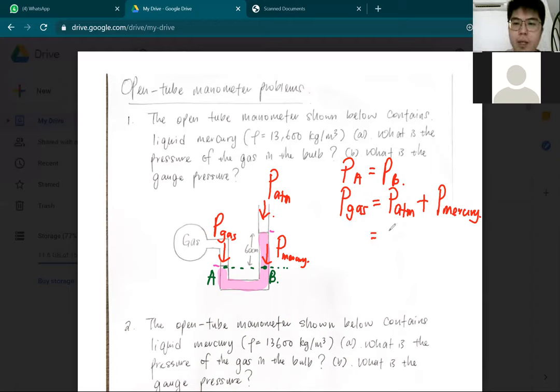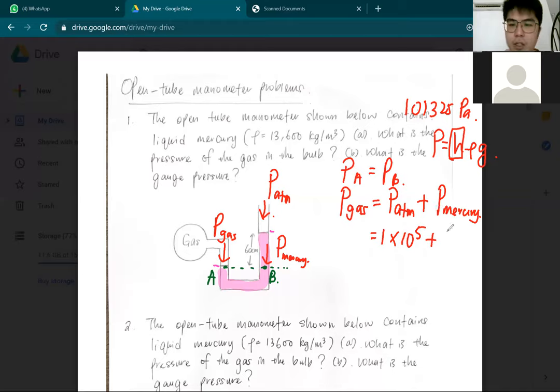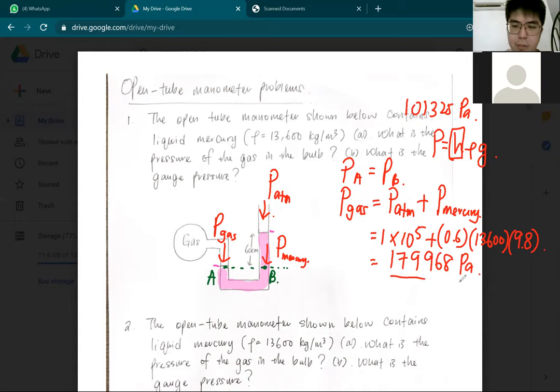Now pressure of atm is 1 × 10⁵ pascal. To be accurate, it is 101325 pascal, but let's just use 1 × 10⁵ for simplicity. Plus pressure of the mercury. We have learned that the pressure of liquid is h rho g, the h times density and also the gravitational acceleration. So h is 0.6, 60 cm. Density of mercury is 13600, multiplied by 9.8, which equals 179968 pascal. So this is the pressure of the gas.